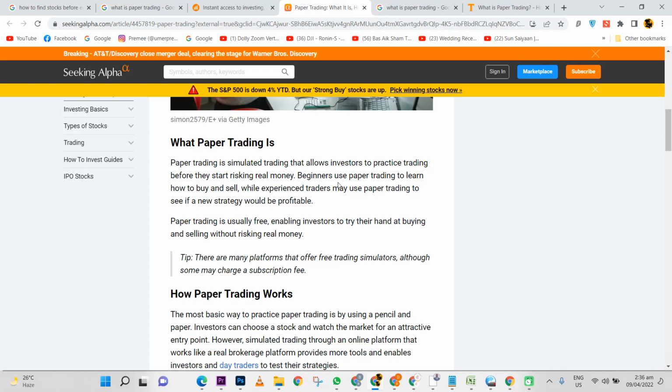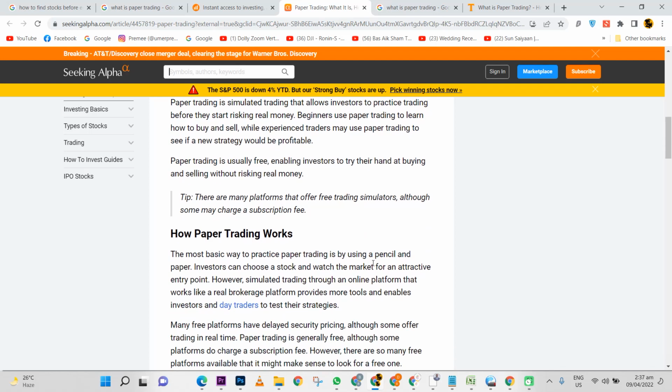The most basic way to practice paper trading is by using a pencil and paper. Investors can choose a stock and watch the market for an attractive entry point. However, simulated trading through an online platform that works like a real brokerage platform provides more tools and enables investors and day traders to test their strategies.